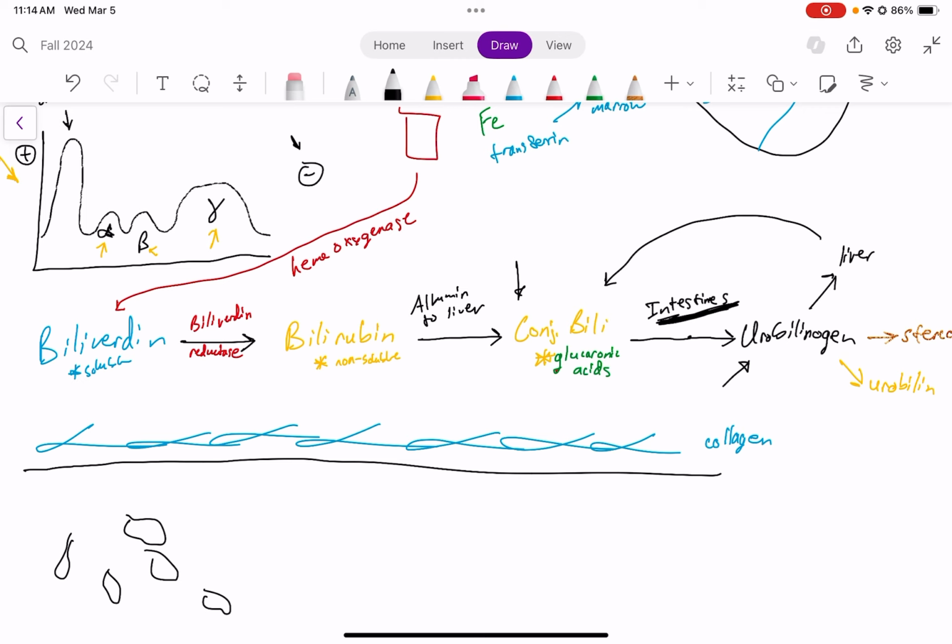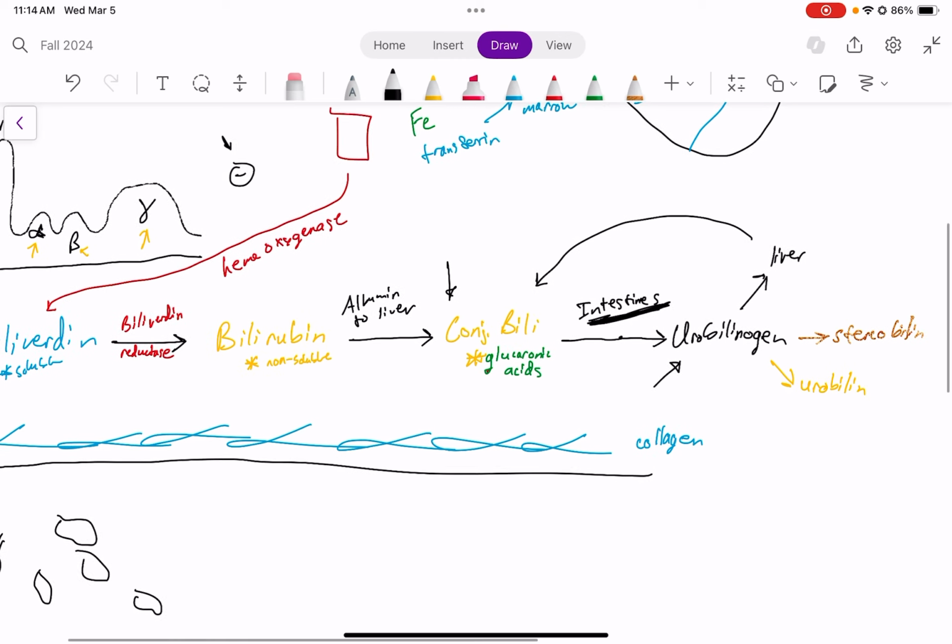It can either return to the blood, and if it returns to the blood, it can have two pathways. It can be returned to the liver, which will then turn it back into conjugated bilirubin, and it'll kind of go through the cycle again, or urobilinogen will turn to urobilin in the kidney, and that's what will be excreted as pee.